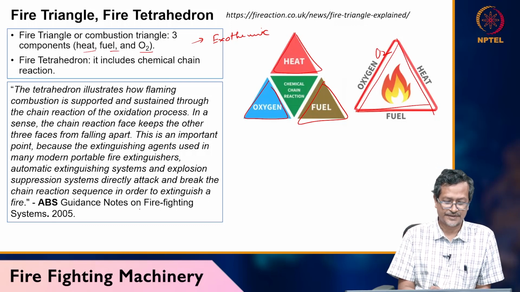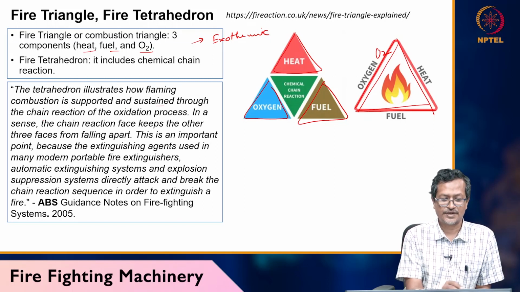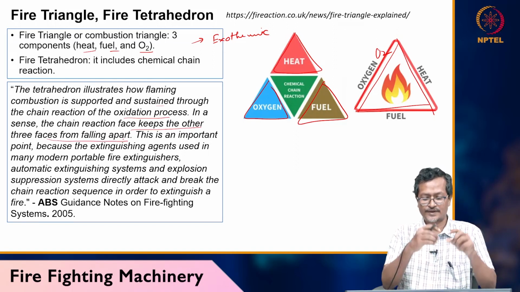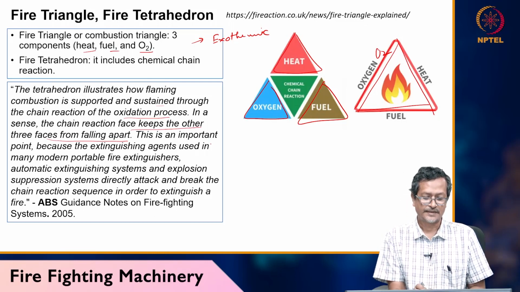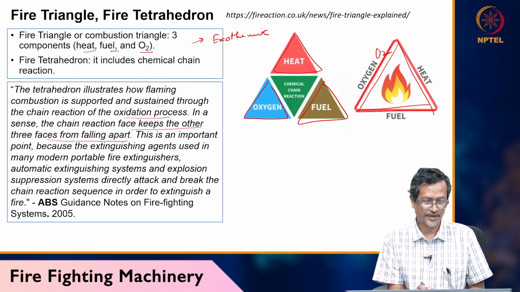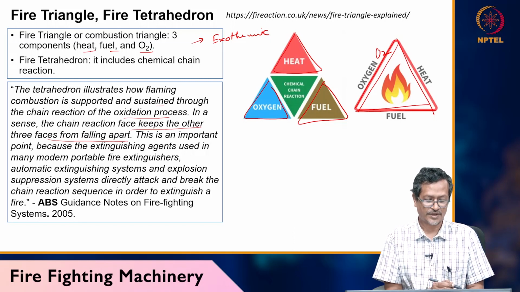So you see, the ABS guideline note says: the tetrahedron illustrates how flaming combustion is supported and sustained through the chain reaction of the oxidation process. In a sense, the chain reaction phase keeps the other three phases from falling apart. It connects all the other three phases: heat, oxygen, fuel. This is an important point because the extinguishing agent used in many modern portable fire extinguishers, automatic extinguishing systems and explosion suppression systems directly attacks and breaks the chain reaction sequence in order to extinguish a fire.